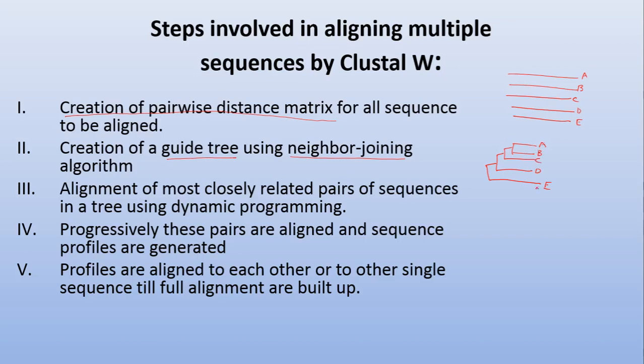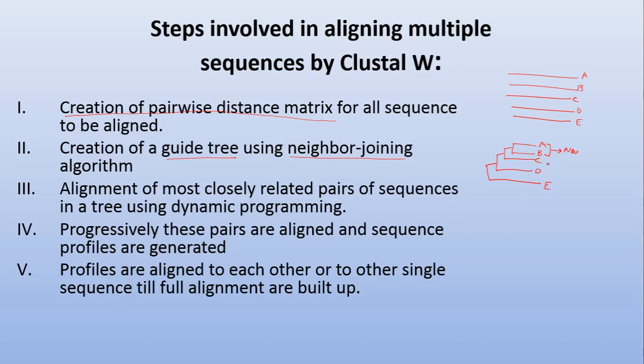Say for example, in this guide tree, A and B appear to be most closely placed to each other. In this way you would first align sequences A and B. Based on the data in your guide tree, the alignment of the most closely related pairs of sequences is done using dynamic programming like Needleman and Wunsch. You would use Needleman and Wunsch to align these two sequences globally. Then subsequently or progressively, these pairs are aligned to the remaining sequences as per the order that is present in your guide tree.